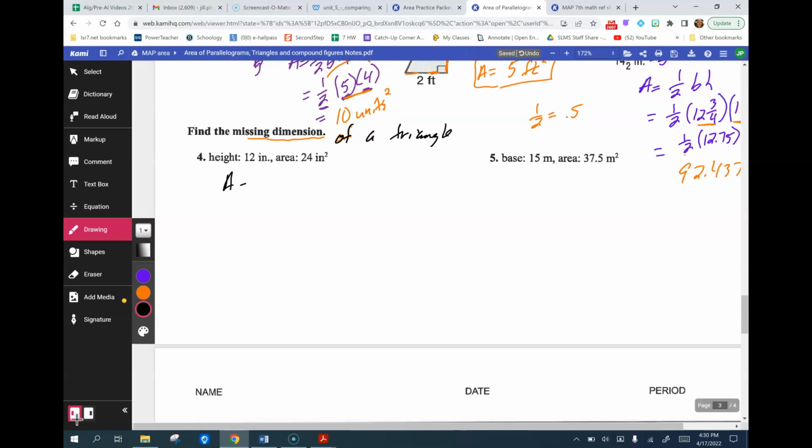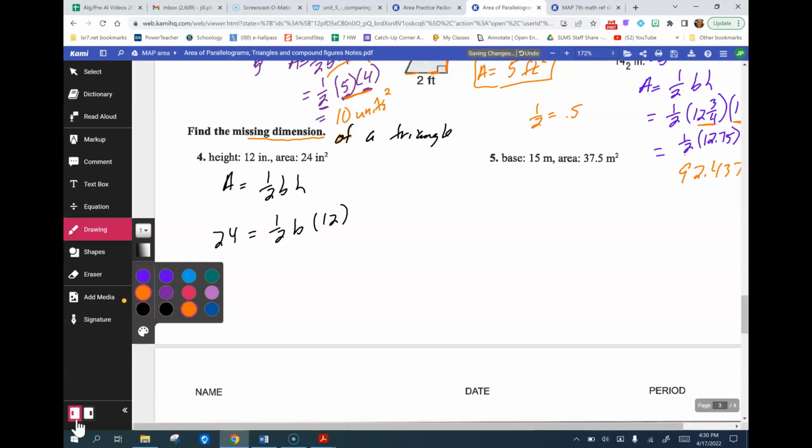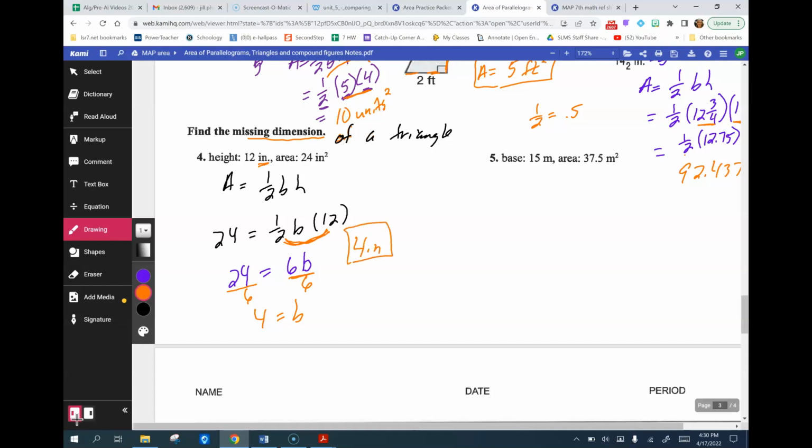So write down the formula. Area is equal to 1/2 base times height. The base we don't have. The height is 12. So we're just plugging in, and the area is 24. Now I'm going to multiply these two, because I can do that in my head. You can too. What is 1/2 of 12? Exactly 6. This is a B, that's 6B. Bad handwriting, watch out. Okay, now I have multiplication, so what am I going to do? That's right, I'm going to divide. But I can multiply in any order. So 4 is equal to B. So my answer, make sure you label it, 4 inches. Okay, see how I did that?